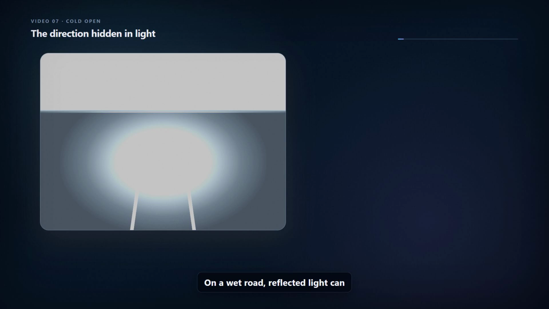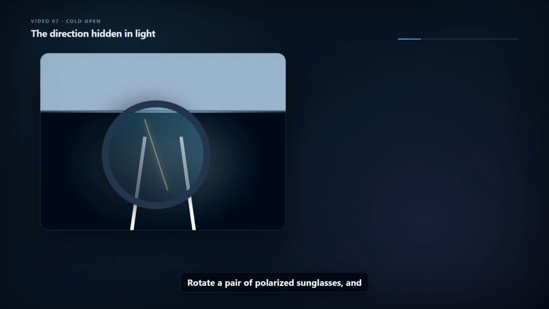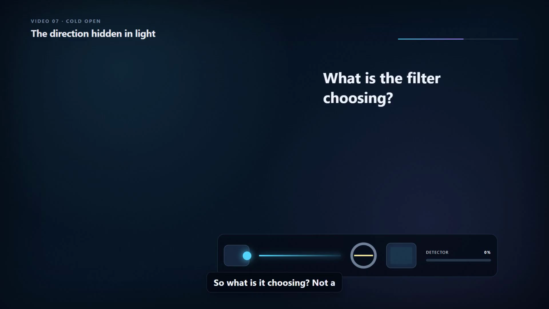On a wet road, reflected light can turn the view white. Rotate a pair of polarized sunglasses, and much of the glare fades. In our lab, the same turn sends a detector from bright to almost dark. The filter still looks clear. So what is it choosing? Not a color, not a place.